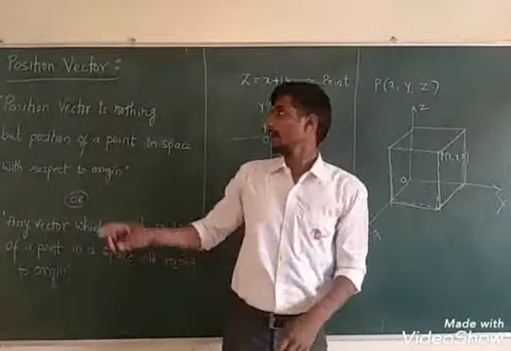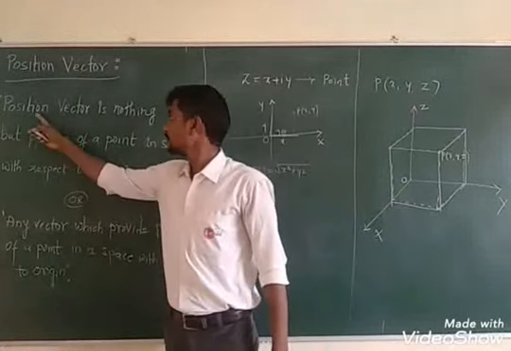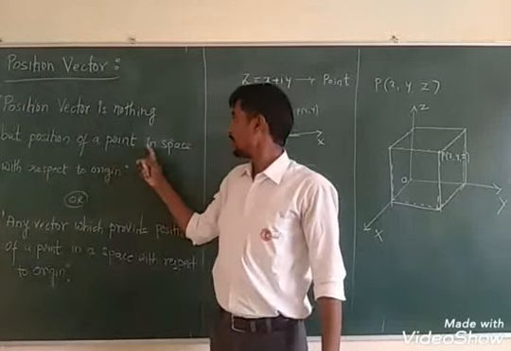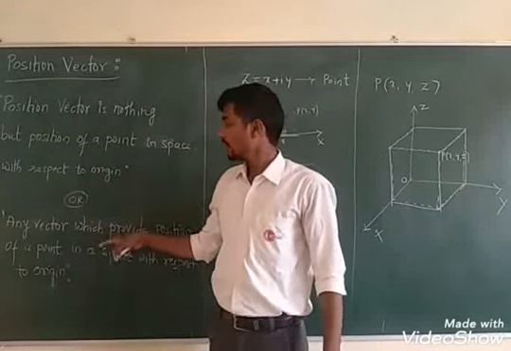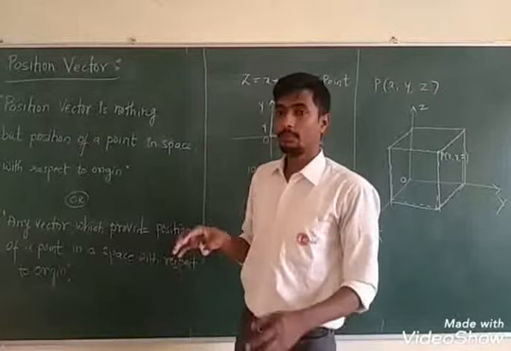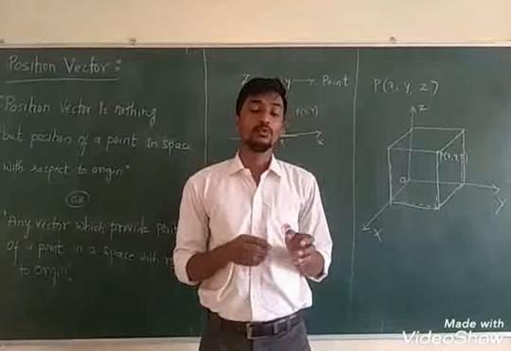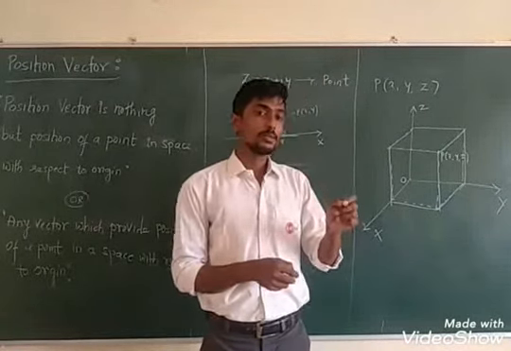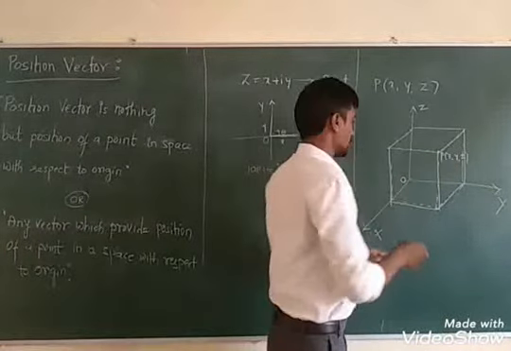Now look here, the position vector. The position vector is nothing but the position of a point in a space with respect to the origin. Or in other words, we can define it as any vector which provides the position of a point in a space with respect to the origin. So if there is a vector which goes from the origin to any other point, this is what it is.